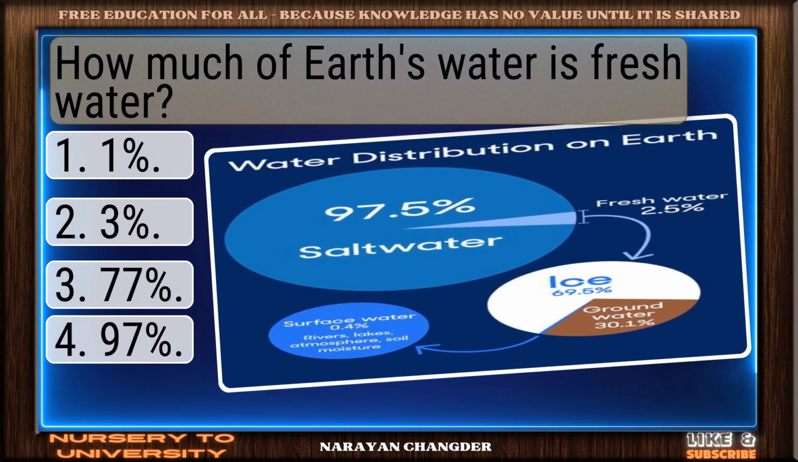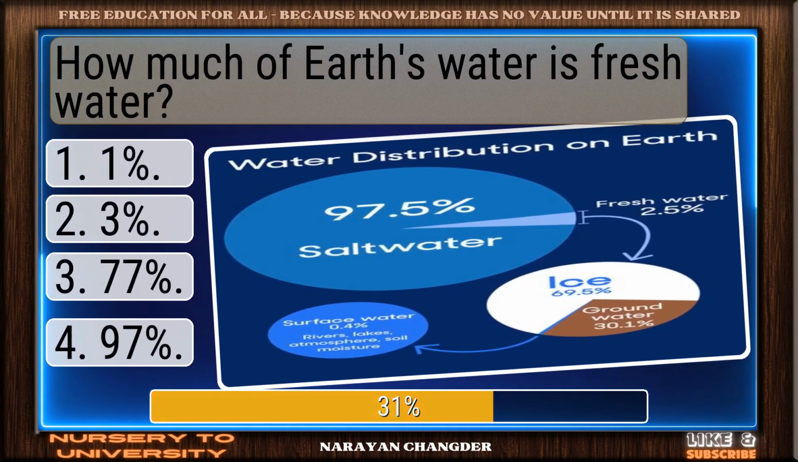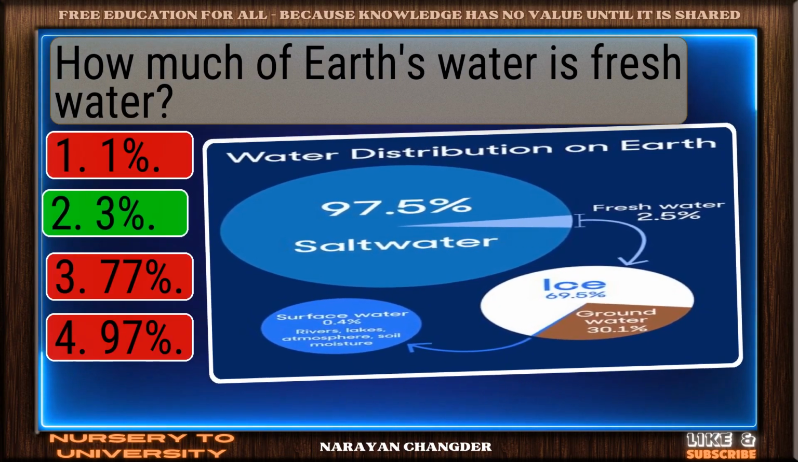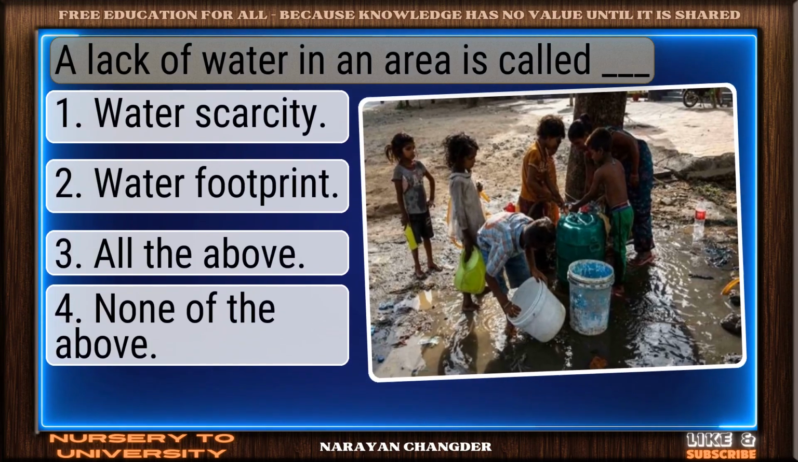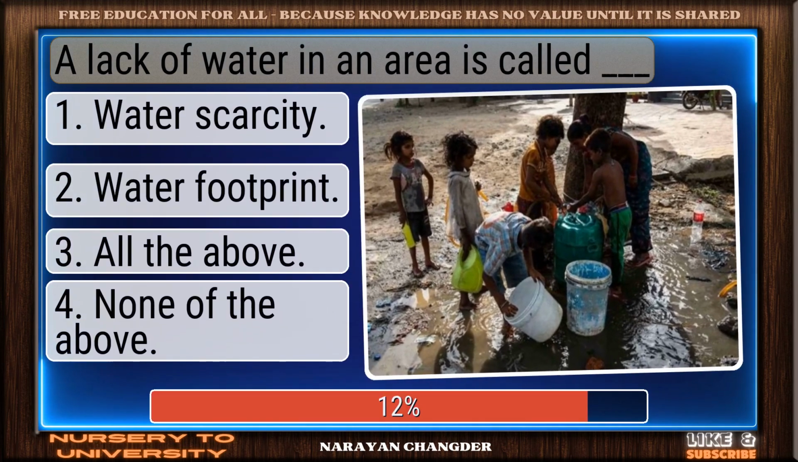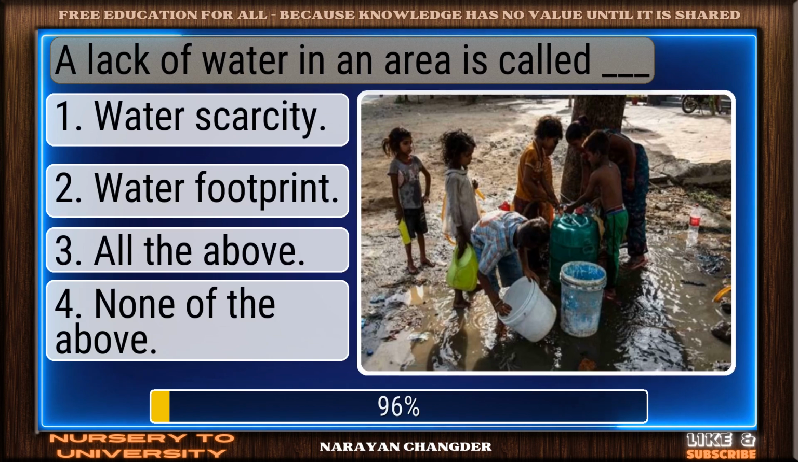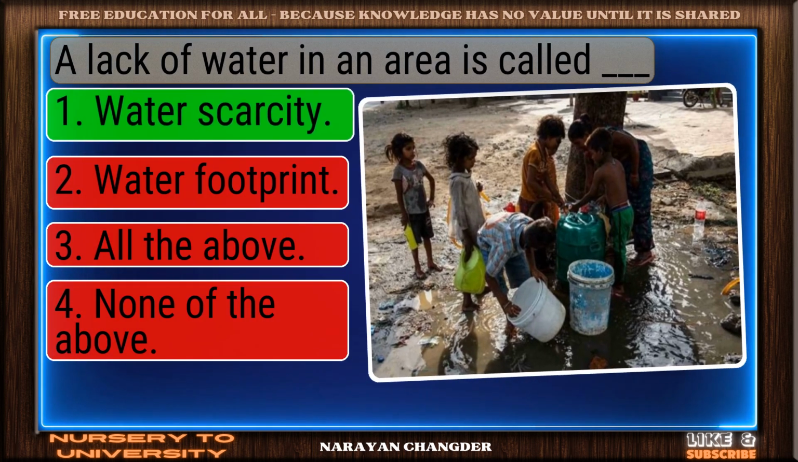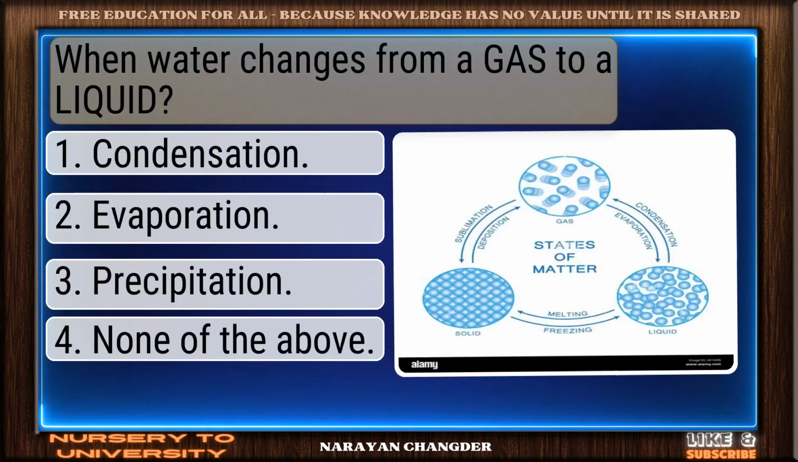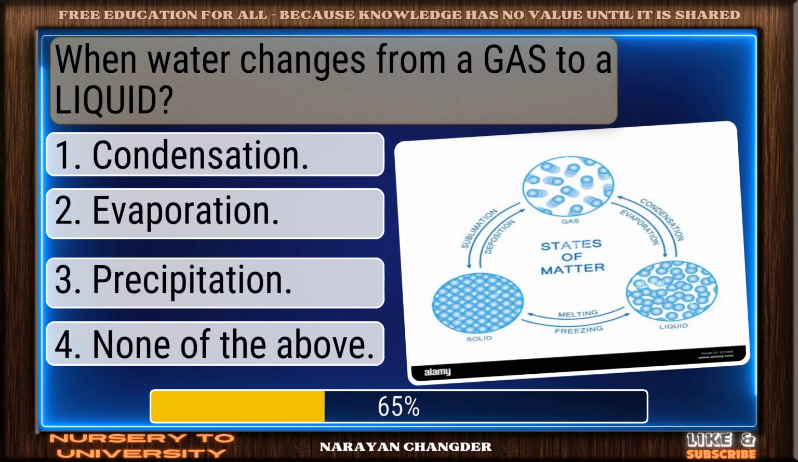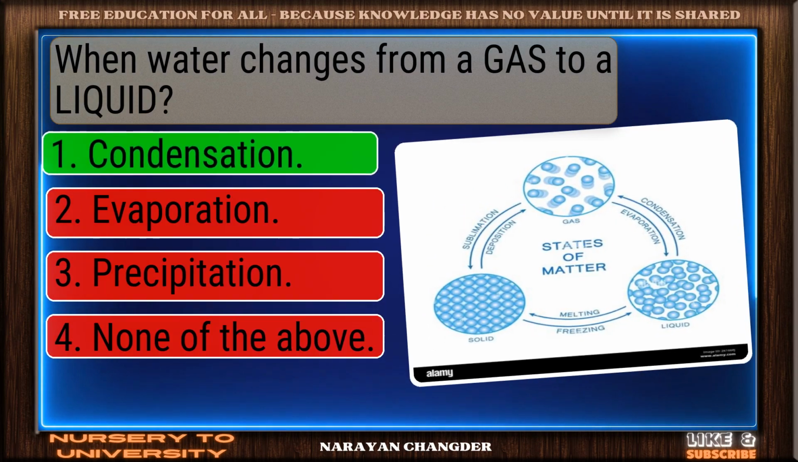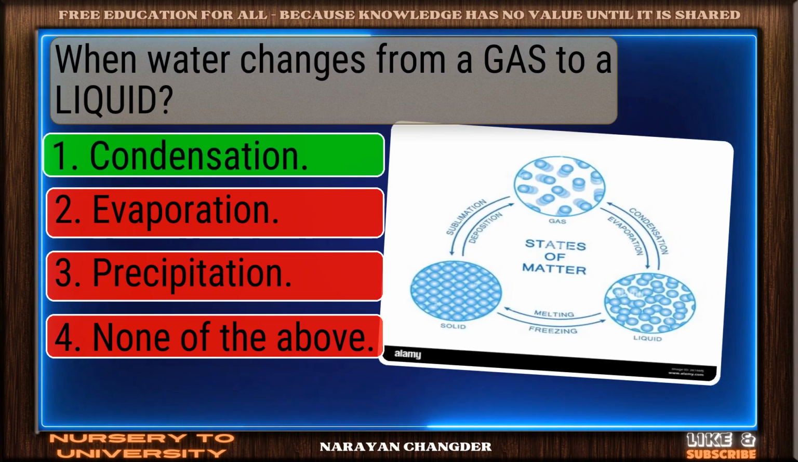How much of Earth's water is fresh water? Good job. 3% works well. A lack of water in an area is called dash. On track. Water scarcity is correct. When water changes from a gas to a liquid. Excellent choice. Condensation is right.